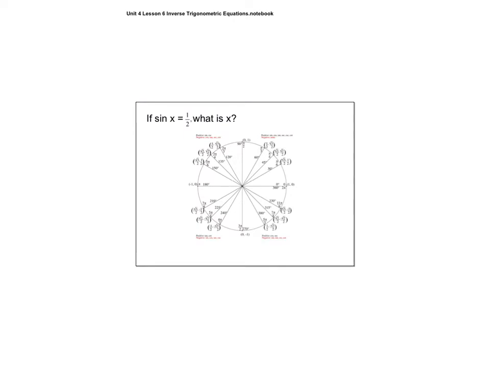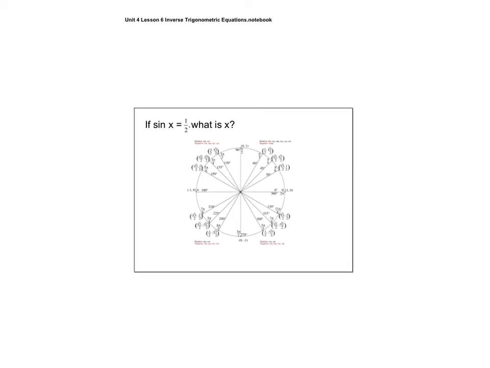So the question here is, if the sine of x is equal to 1/2, what is x? X being the angle, and we're doing that in radians here. So it's possible that we could have two angles there. So let's look at where on the unit circle the sine, or the y value, is equal to 1/2.